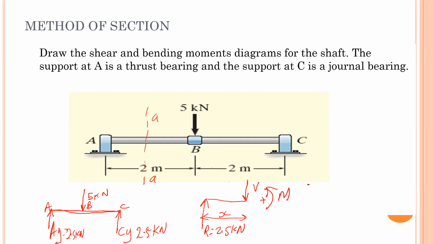So from that, using the sum of y, your equilibrium equation, because there's no x, you can say 2.5, which is positive, minus V, because shear force is a force, but we use V to represent shear force, and that equals 0. So therefore, your shear force for that span is 2.5 kilonewton, right? So all of this span here, we normally call it x, as we said. This is represented by x.